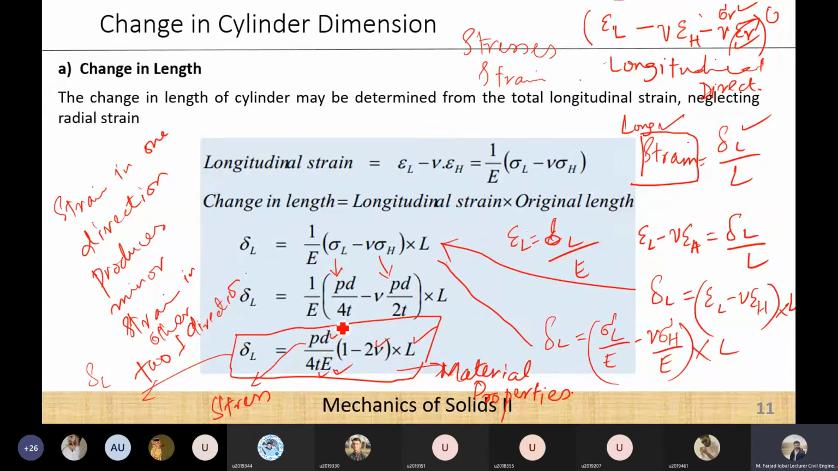For example, in some cases the code says you can have a maximum change in length up to 2 millimeters in that particular element. So if this change comes out to be more than 2 millimeters, for example 5 millimeters, then that means we have to change something. Either we have to increase the length or change the diameter so that we fall in the allowable limit for a particular fluid, or we can make our cylindrical element safe to carry a particular fluid. So this is about change in length. Any question about this one?